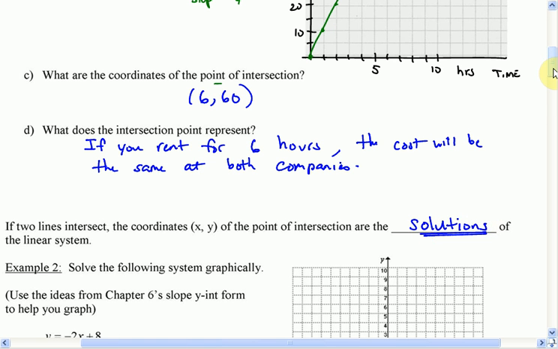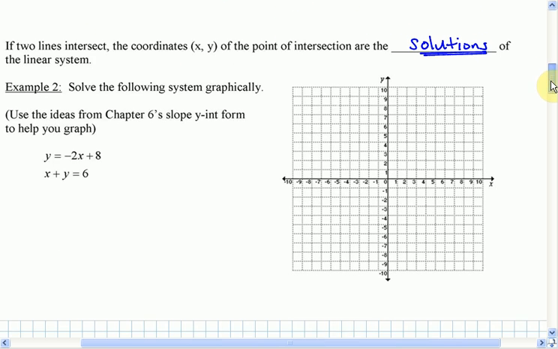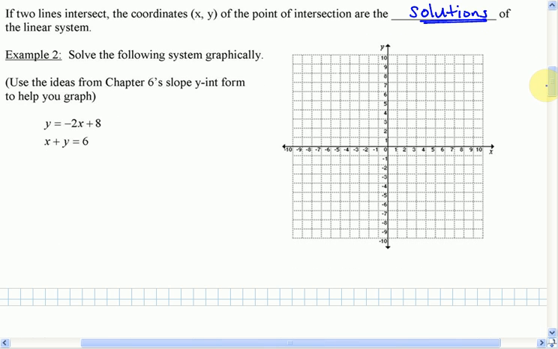So today what we're trying to do is find the solutions of these linear systems. Last day we created the linear systems. Today we're going to actually solve for them. Okay? So let's use the ideas from chapter 6's slope y-intercept form section to help us out. Here, help me out with number 1. What's the slope? What's the y-intercept?